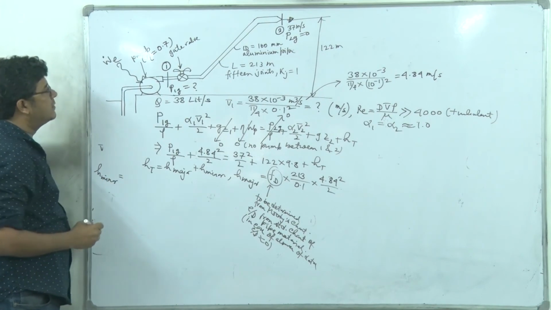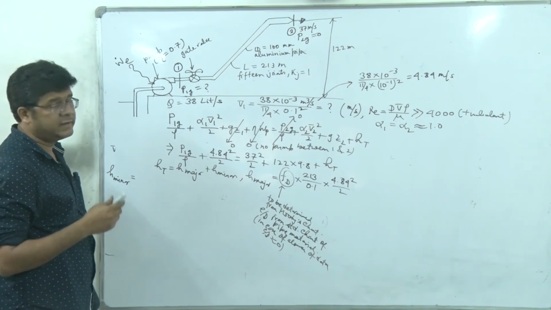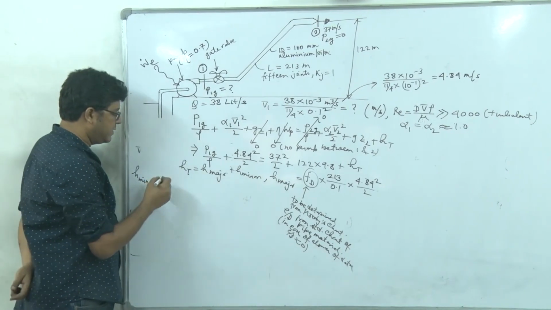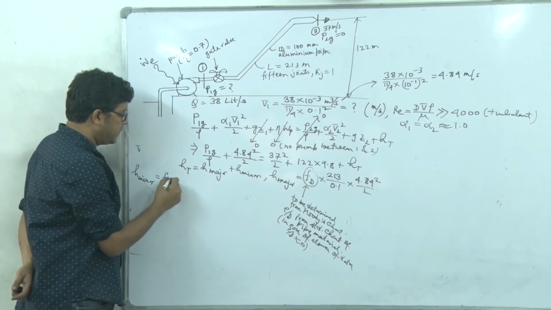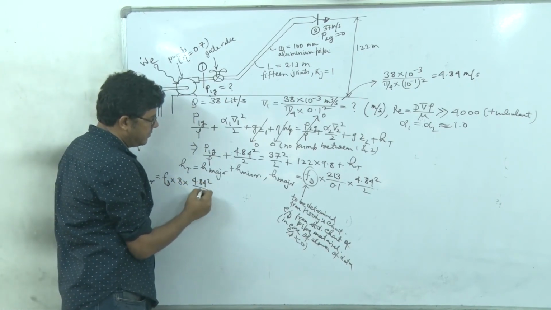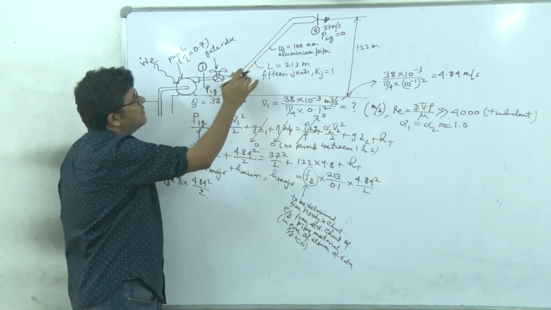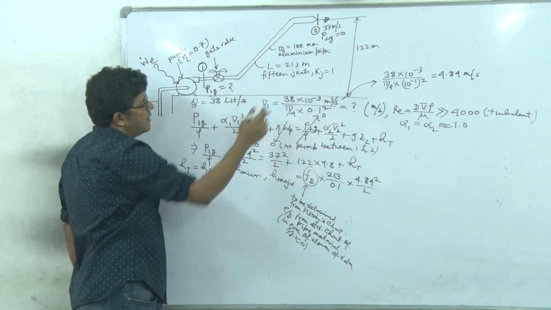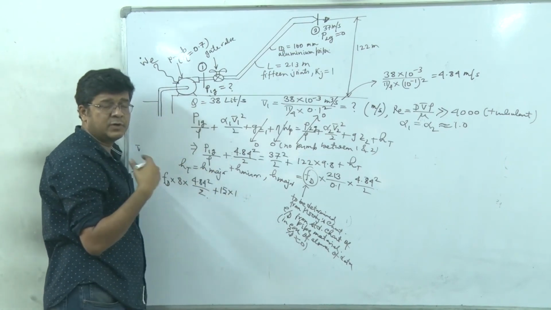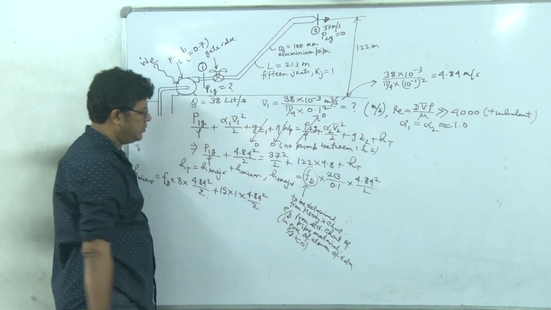So what are the minor losses? First, there is a gate valve. For the gate valve, LE by D is 8 as given in the handout. So FD into LE by D, 8 into 4.84 square divided by 2. Though there is a kind of elbow, as no specification is given, we will not consider it. And there are 15 joints with K joint equal to 1. So 15 into 1, here we have to use the minor loss formula K into V bar square by 2, into 4.84 square divided by 2, right?